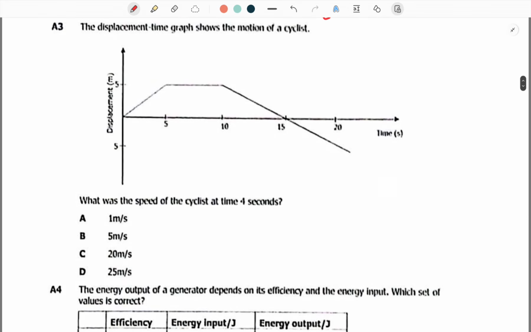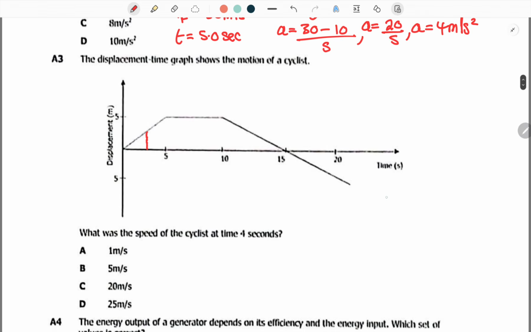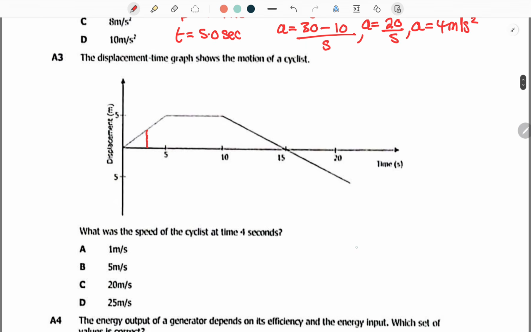The displacement time graph shows the motion of a cyclist. What was the speed of the cyclist at time 4 seconds? So we can imagine that 4 seconds is actually here. Then they want us to calculate the speed of the cyclist at these 4 seconds. But I want you to take note of something. You can actually find the speed at 5 seconds first.